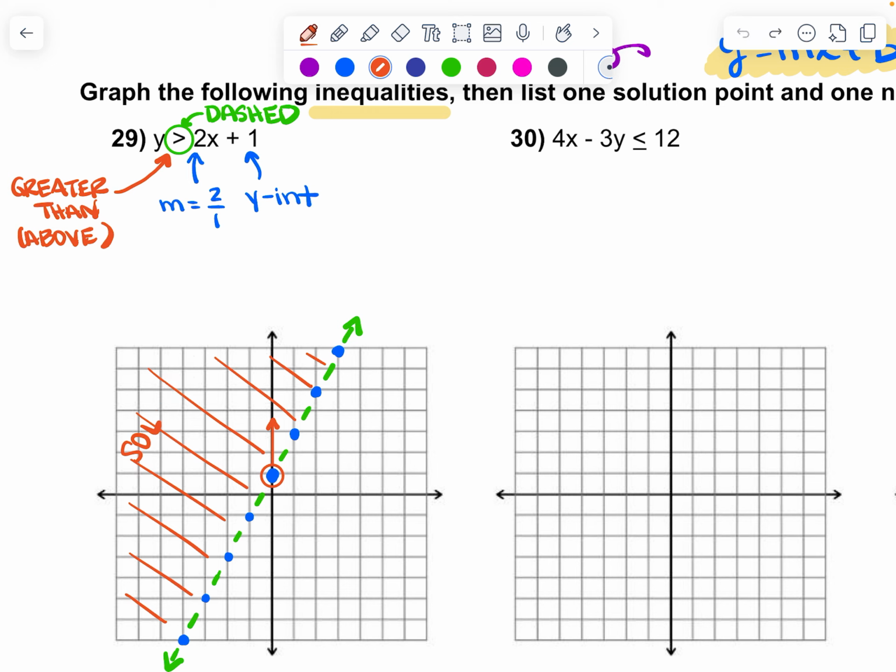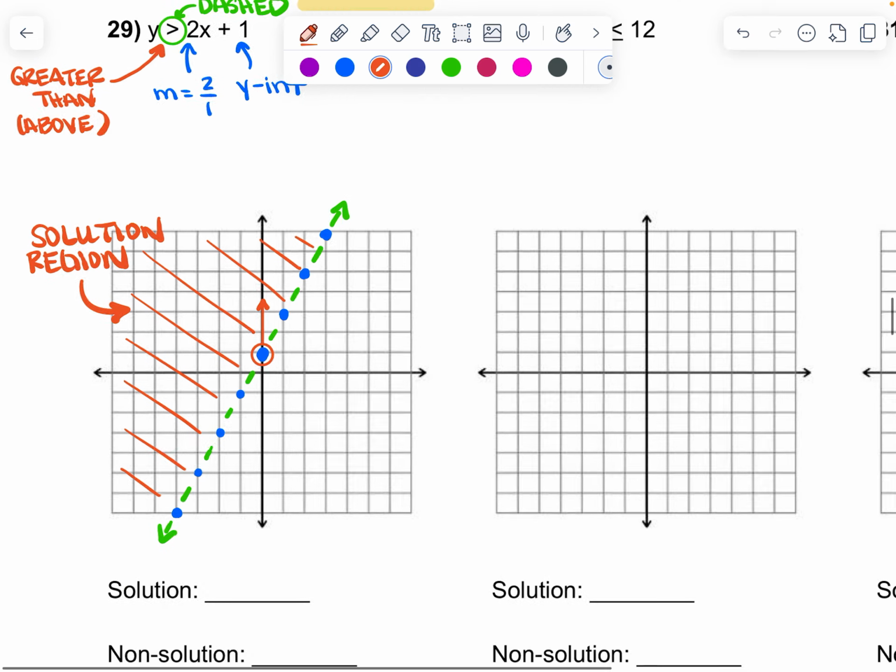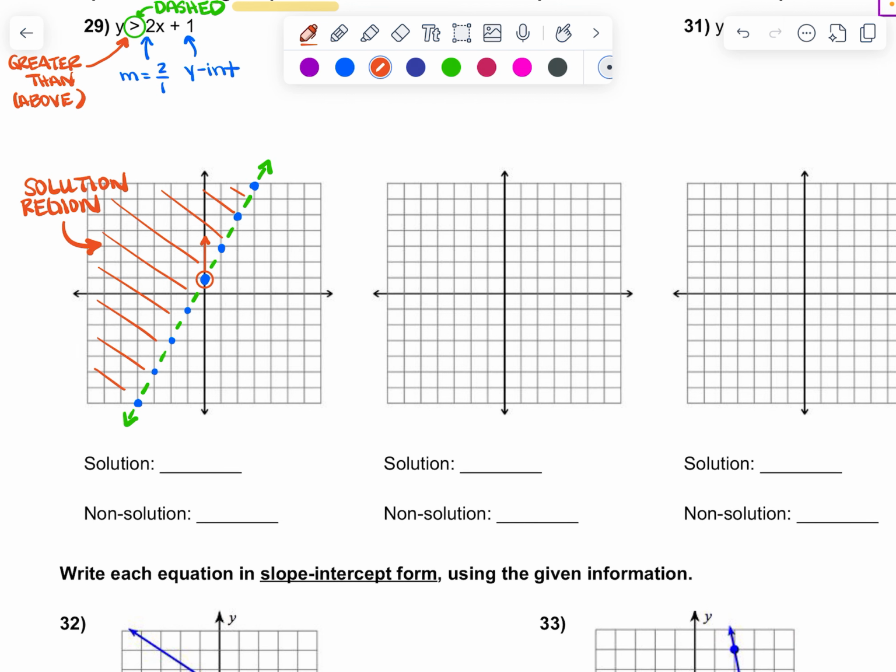Solution region. Actually, sorry, that might interfere with what I'm trying to write here. Let's just write it over here. Solution region. So all the solutions to this inequality are in that shaded region, not on the line, because I can't use any of the points that are actually on the line since it's a dashed line. All my solutions have to be in the shaded region.